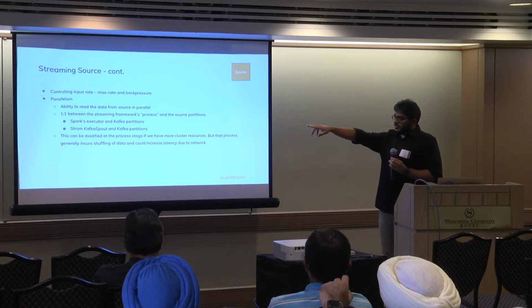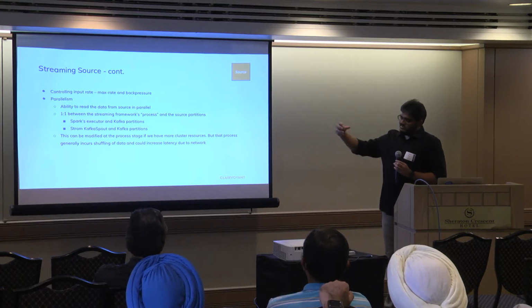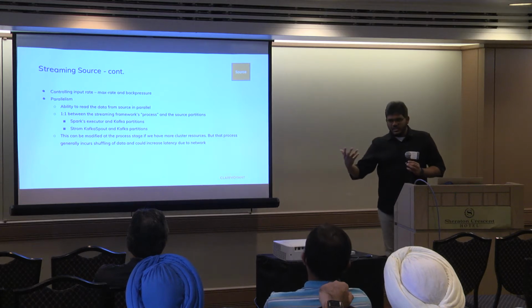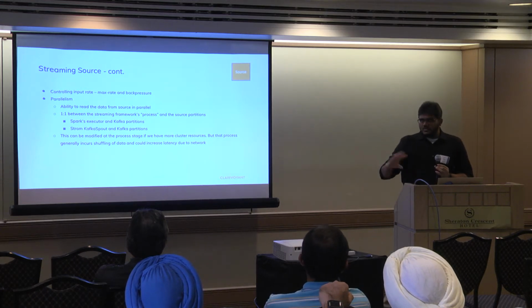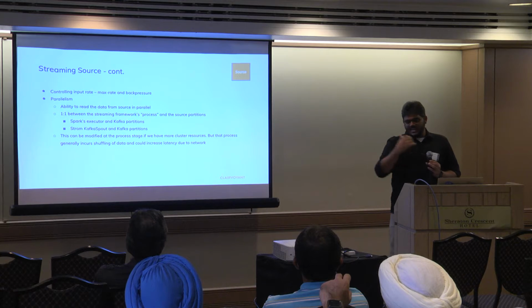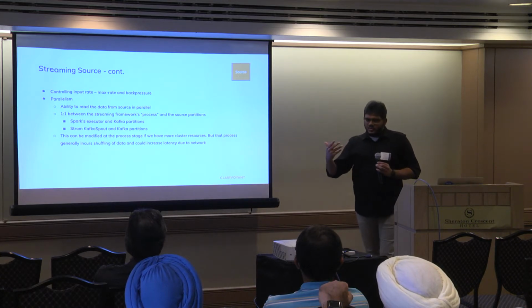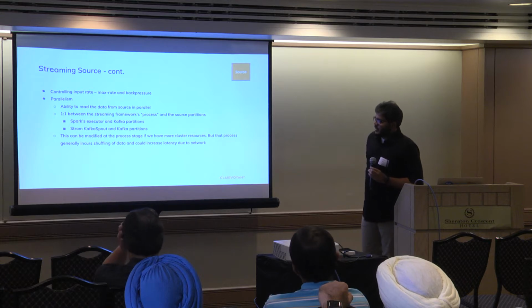The Spark executor, and if you're using Storm, Storm has spouts and bolts. If you're not familiar, it's okay, but it has spouts and bolts. Spout is more about the sources, and bolts are the ones which actually do the work, right? So that's the mapping here.